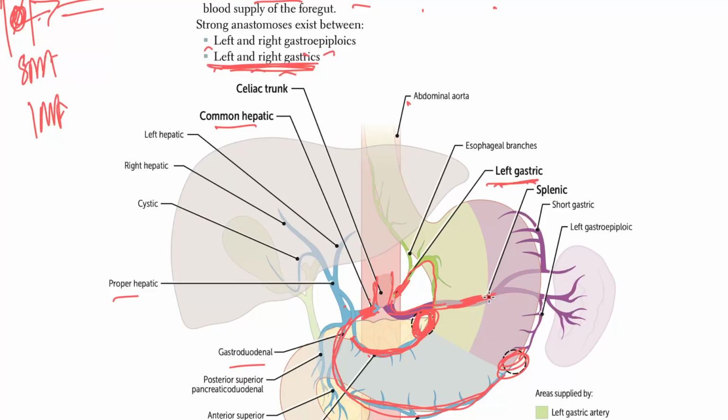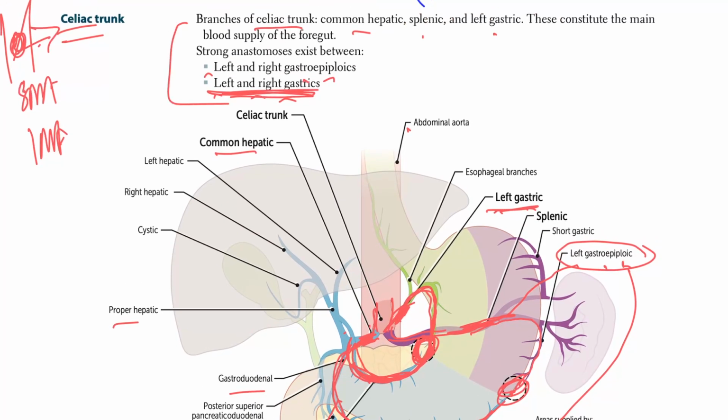splenic branch that is giving you the left gastroepiploic. So again, left gastroepiploic is coming with the right gastroepiploic, making an anastomosis. Left gastroepiploic is the branch of the splenic, while the right is a branch of the common hepatic. And also see this one, left gastric, which is the actual main branch, is going to go with the right gastric, which is the branch of, again, common hepatic, which is all written here.